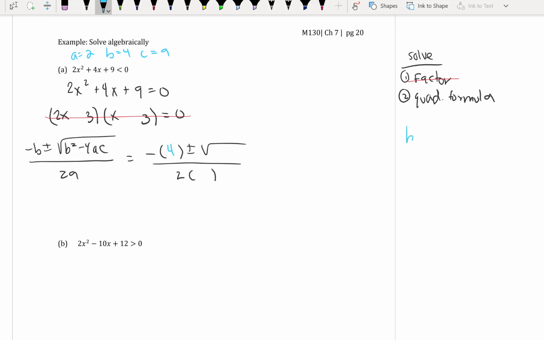Now I'm going to do my discriminant, so b squared minus 4ac. When I plug that all in, I'm going to have 4 squared minus 4 times 2 times 9, which gives me a negative 56. And my a value was a 2. So this gives me negative 4 plus or minus, and since it's negative inside the square root, I have an i, and the square root of 56 gets broken down as 2 square root 14.